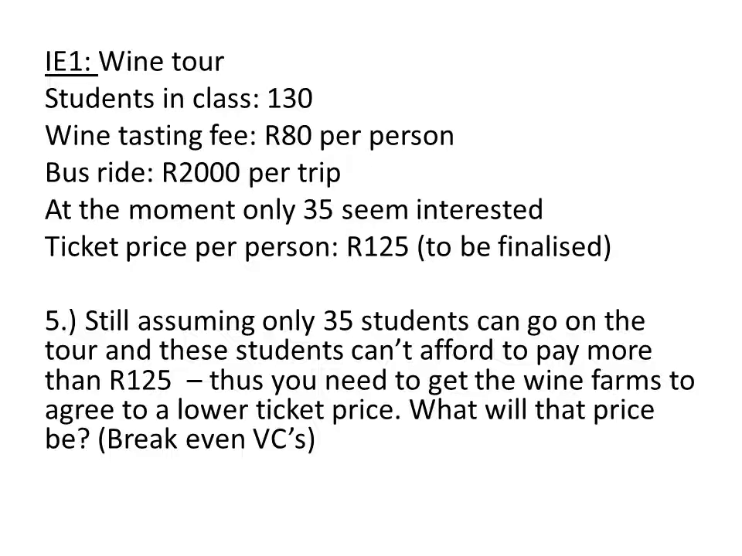So in this case, let's assume 35 students can go on the tour, and they can't pay more than 125. So we're limited by the number of students and the ticket price. Also, we can't lower the bus ride. So the only thing we can do is lower the fee that the wine farm charges for the tasting. So the break-even variable cost.